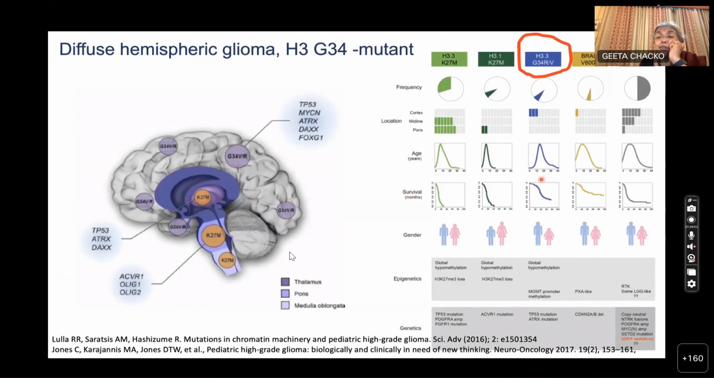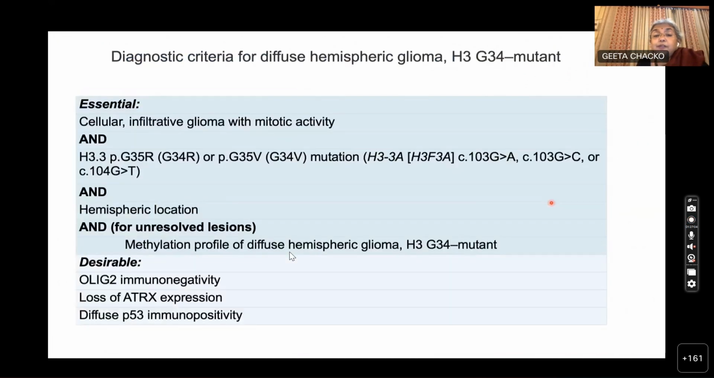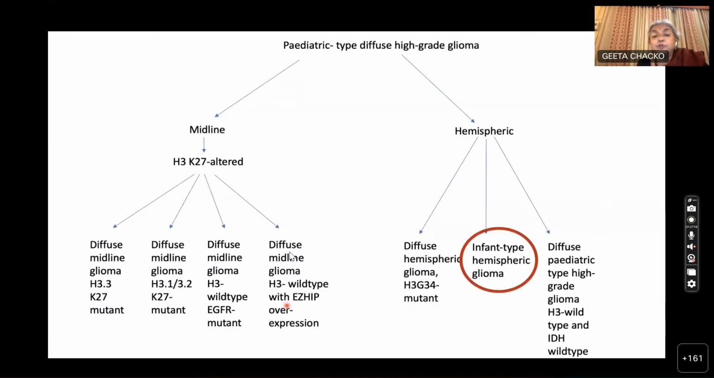So in this particular group of tumors, if you look at survival, it's a slightly better survival, probably because they have this MGMT promoter methylation. Remember that they are OLIG2 negative tumors. So by criterion, it is essential to demonstrate the molecular alteration. For the hemispheric tumors, it is desirable to have this three-marker combination to make you think of this particular high-grade tumor.